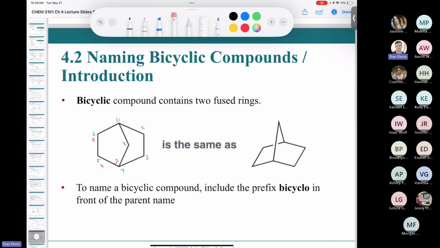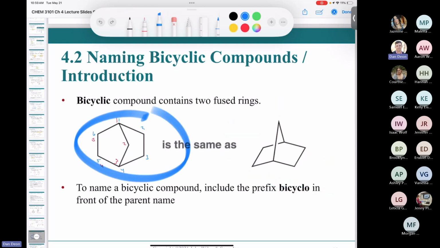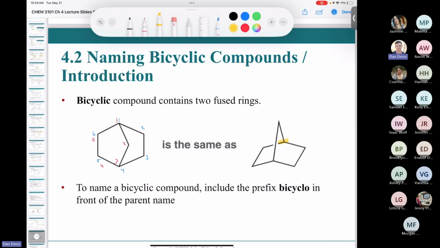Anyhow, to name a bicyclic compound, we include the prefix bicyclo in front of the parent name. So if I can show you very quickly how you would name this compound here, and again, this compound and this compound are identical, but the way you do it is you start on one of what we call a bridgehead carbon. The bridgehead carbons are the ones where the bridge is, and you can see that this is the bridge here. It's where the rings are fused together essentially. Because you can't have a bridge that has no carbons in it, and I'll show you an example of that. But these are what we call the bridgehead carbons.